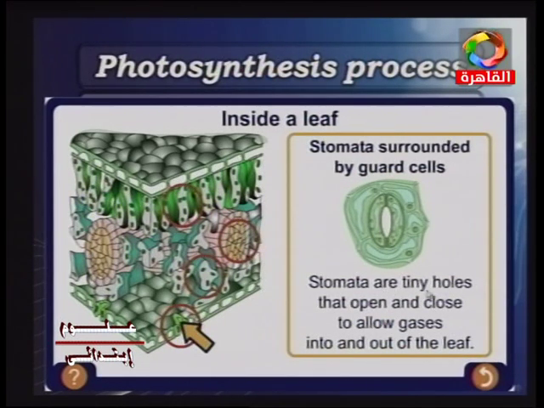These stomata are tiny holes that open and close to allow gases into and out of the leaf, to make the exchange between oxygen and carbon dioxide. During photosynthesis, the stomata move the carbon dioxide inside to make the photosynthesis process.